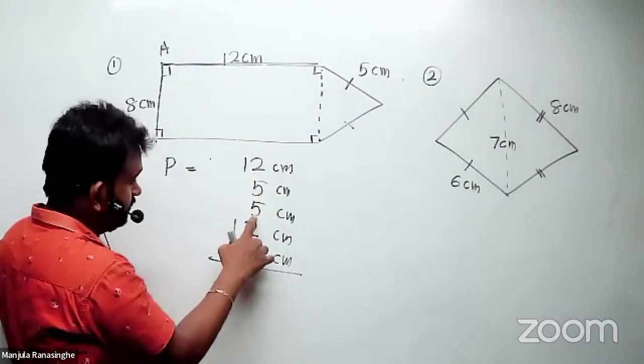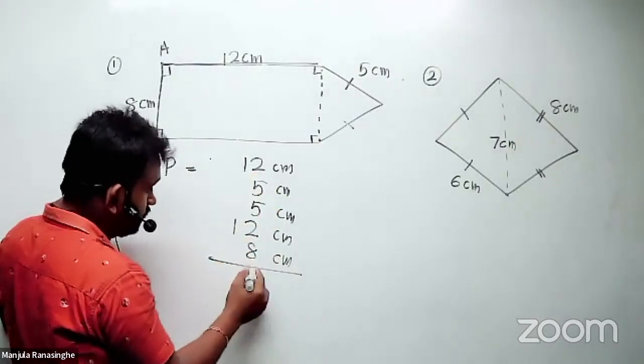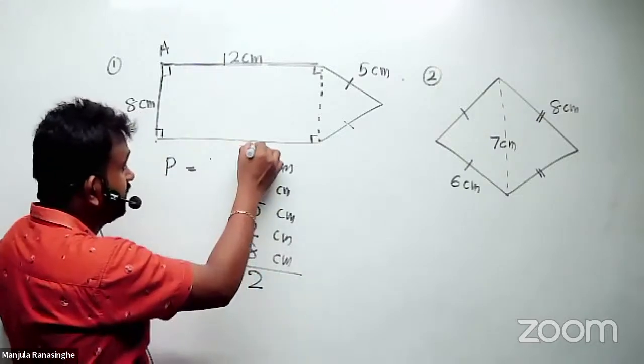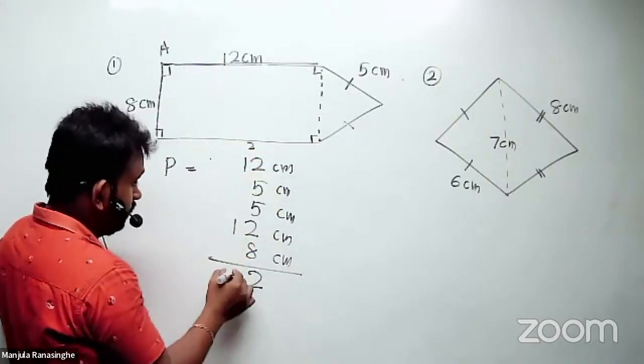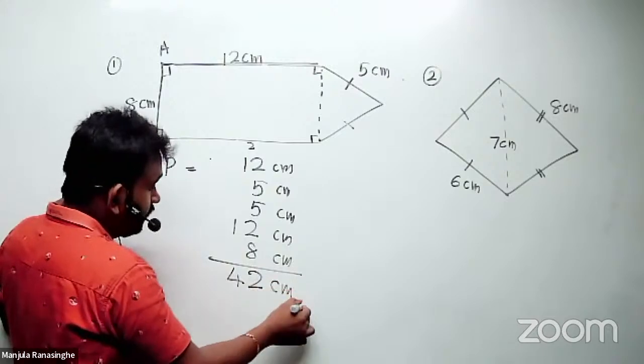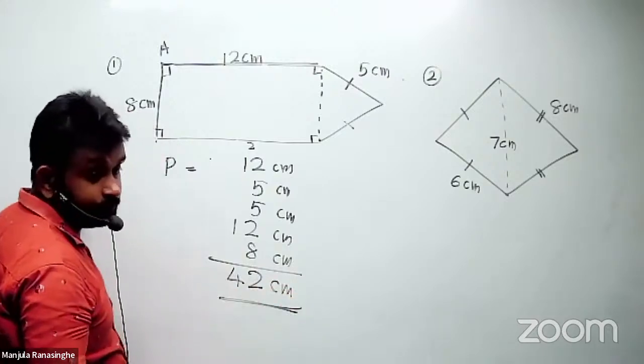5 and 7, 12, 14 and 22. 2 is remaining. 4, right? Then it gives you 42 centimeter.